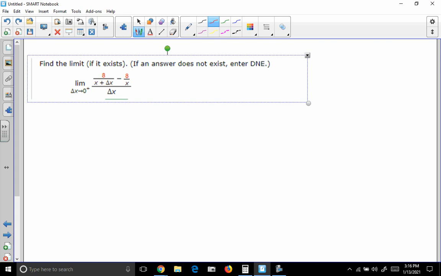So let's take a look at this one. It says find the limit. So by direct substitution, if we put a 0 for delta x, now this says for delta x, not for x itself, just delta x. So delta x, this whole thing is a single expression. You could think of it almost as a different variable. So everywhere we have delta x, we're going to put a 0.